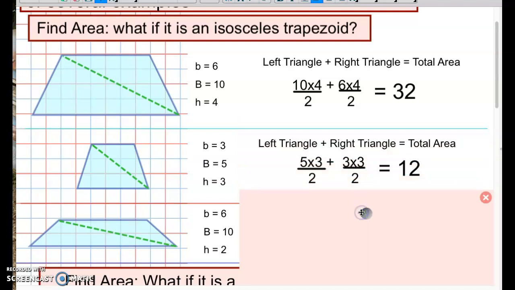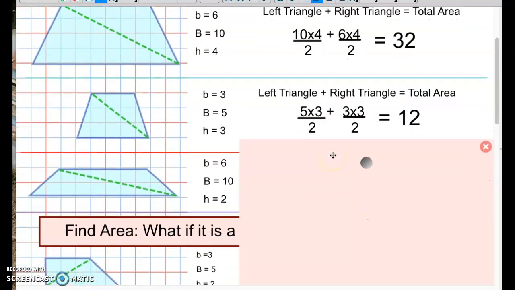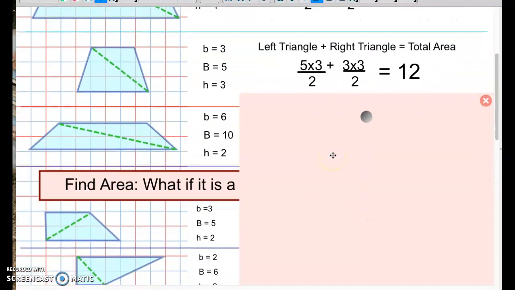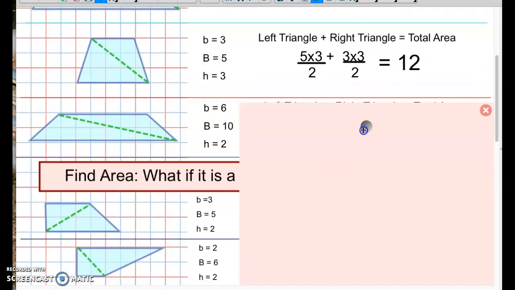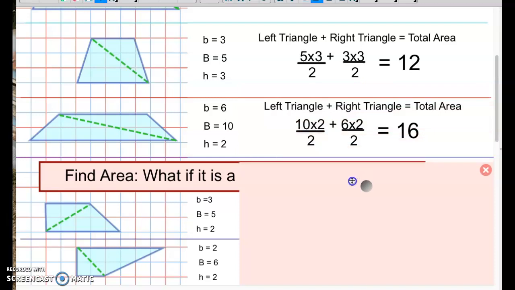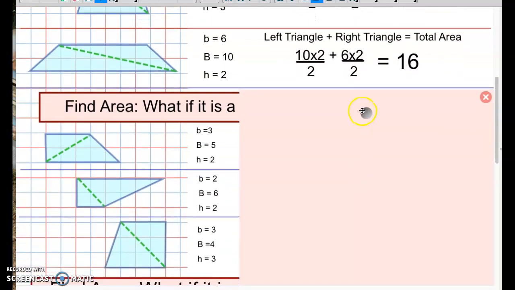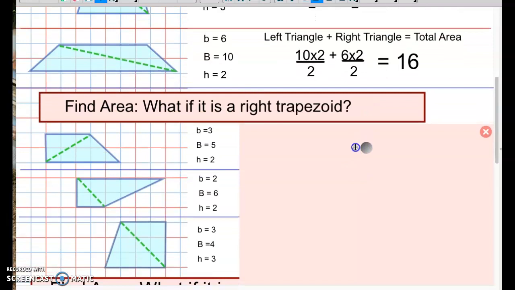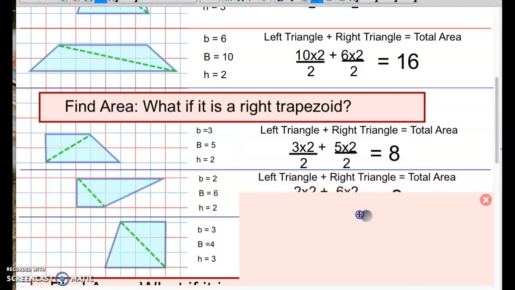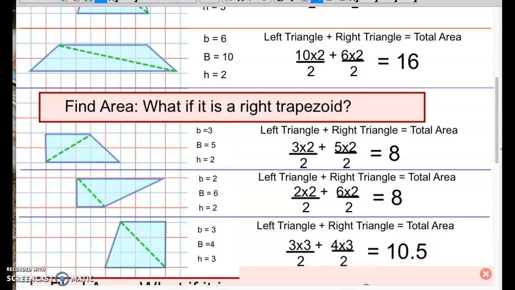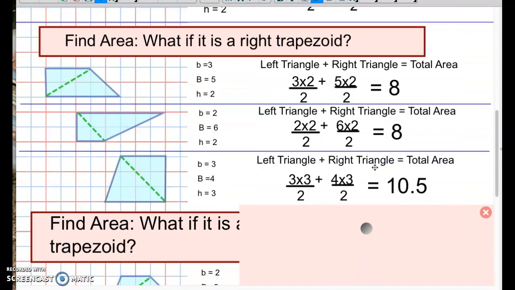And we go through another example and we're able to find the area of both triangles, because that's what they know right now, is how to find the area of a triangle. Left triangle plus right triangle is equal to the total area. Now, what if we are talking about a right trapezoid? So we've got 2 right angles here. What if that's the case? Well, we can still break it down into 2 triangles. And so you see, our formula doesn't really change. We can still use that same strategy that we were using before.